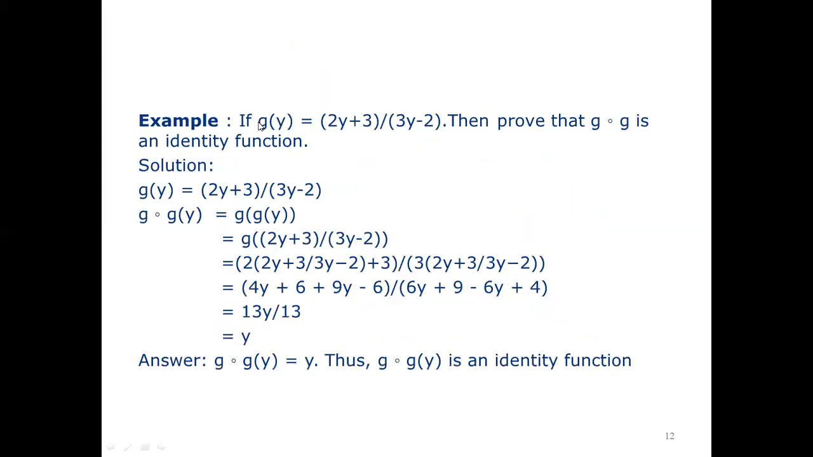So here an example is given, g of y, suppose this is the function given, then g of g, the composite function for identity, you can write it as g of g. You are supposed to solve this given function by putting these values. So the answer is y, because it is an identity function. You can check the value comes out to be y only. After solving, it gives an identity function. So we can say that when you put this value in the given equation, it comes out to be the identity function.